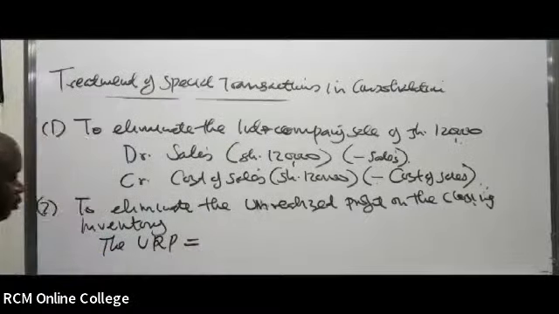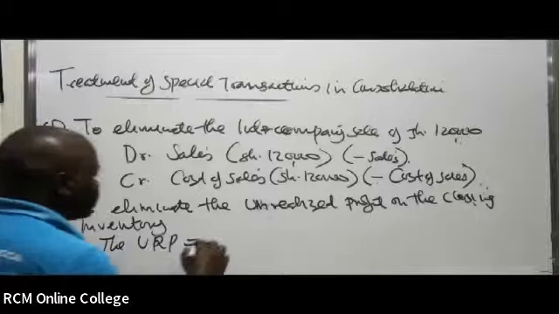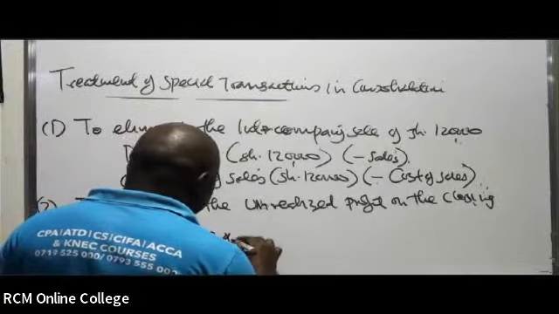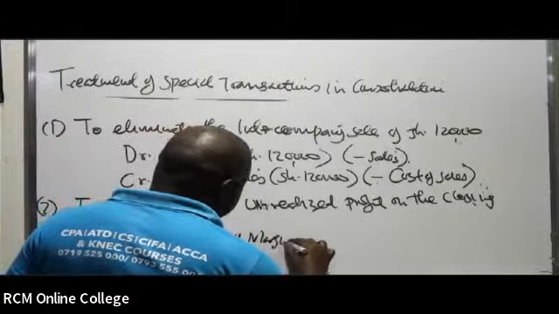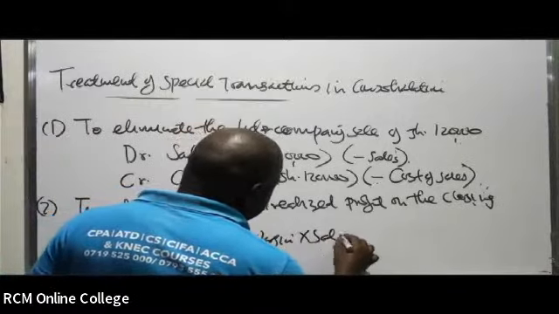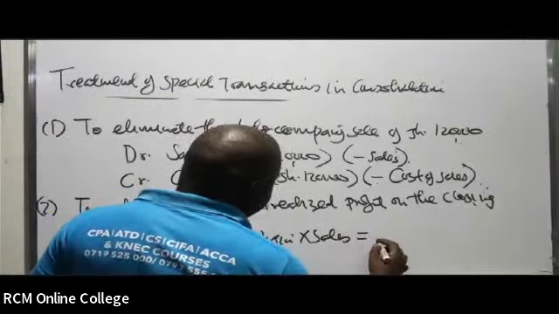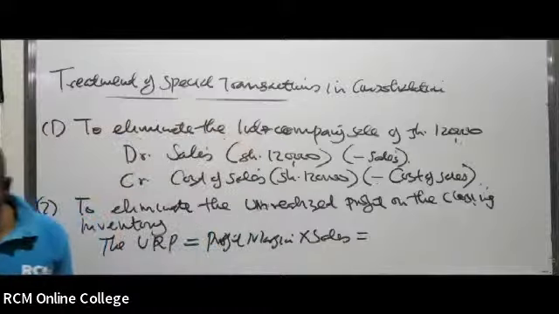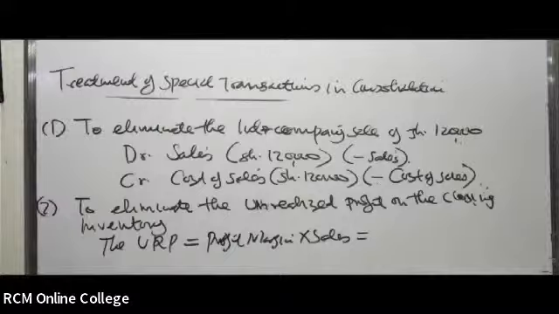The URP is equal to the unrealized profit. You have to take the profit margin and multiply it by the sales. So the URP is equal to the profit margin multiplied by the sales. You've been told it was 20%. So 20% multiplied by 120,000, which was the sales.